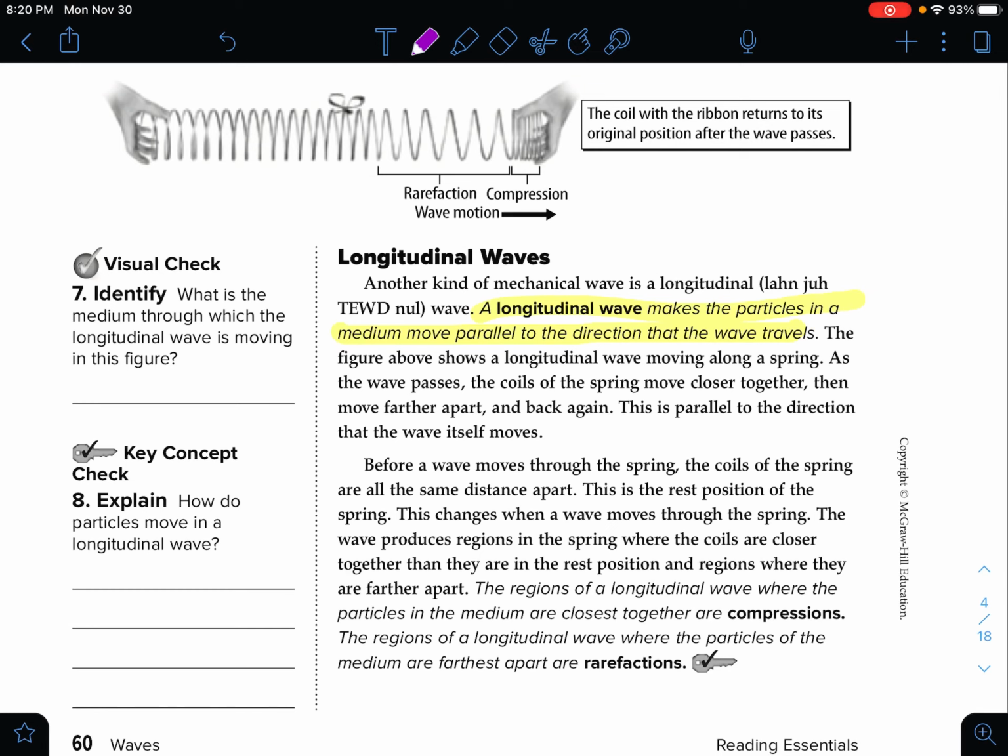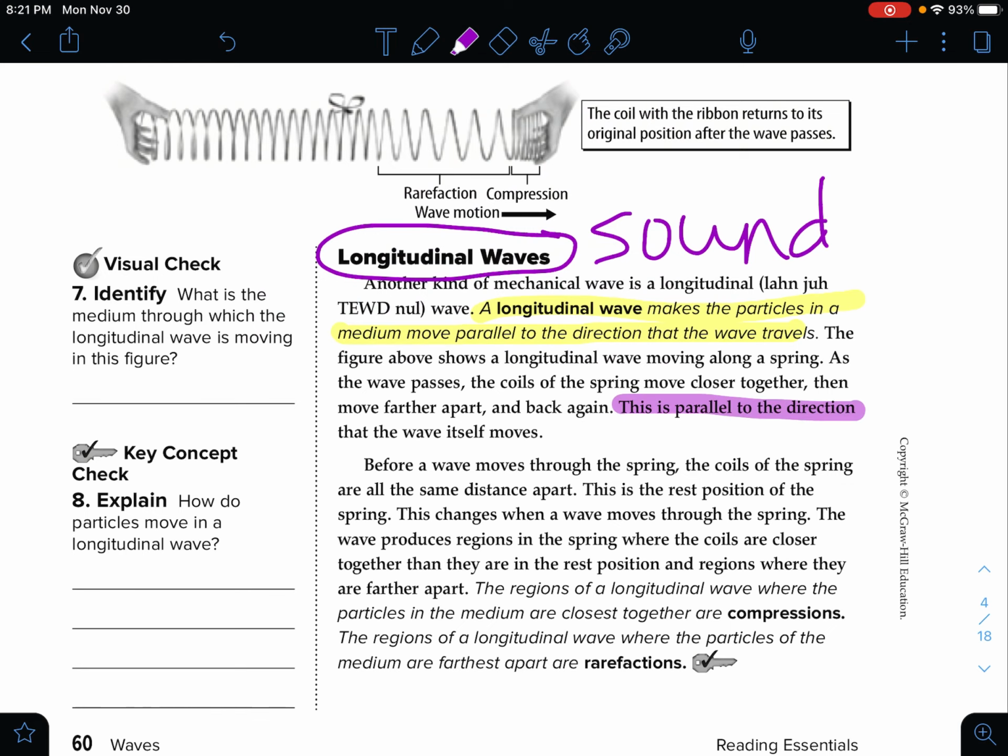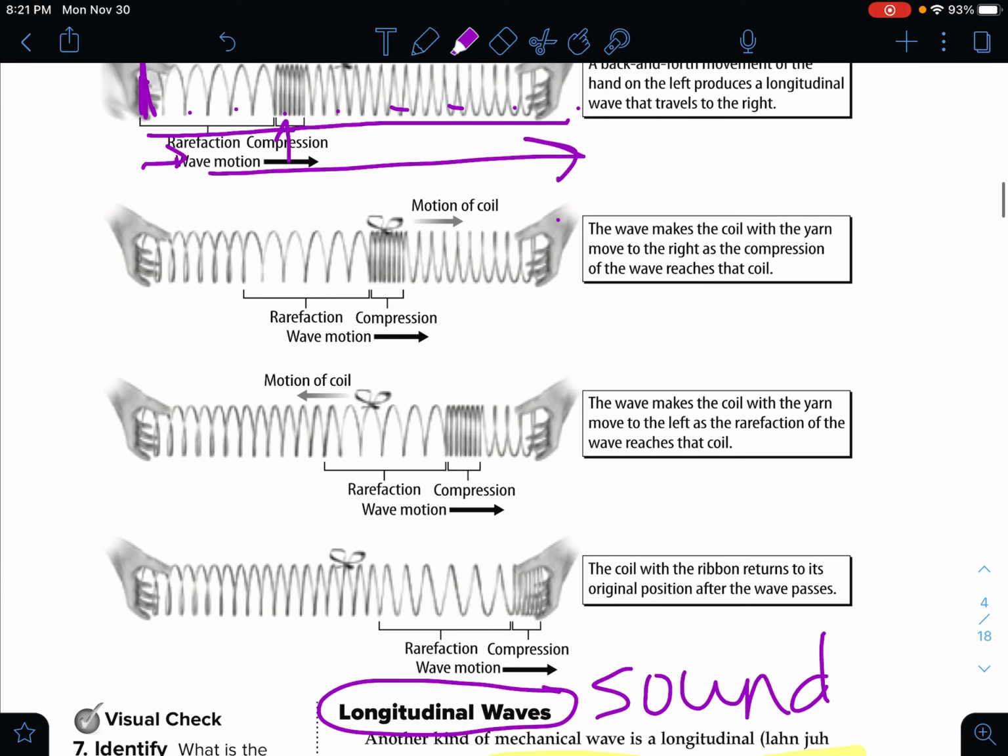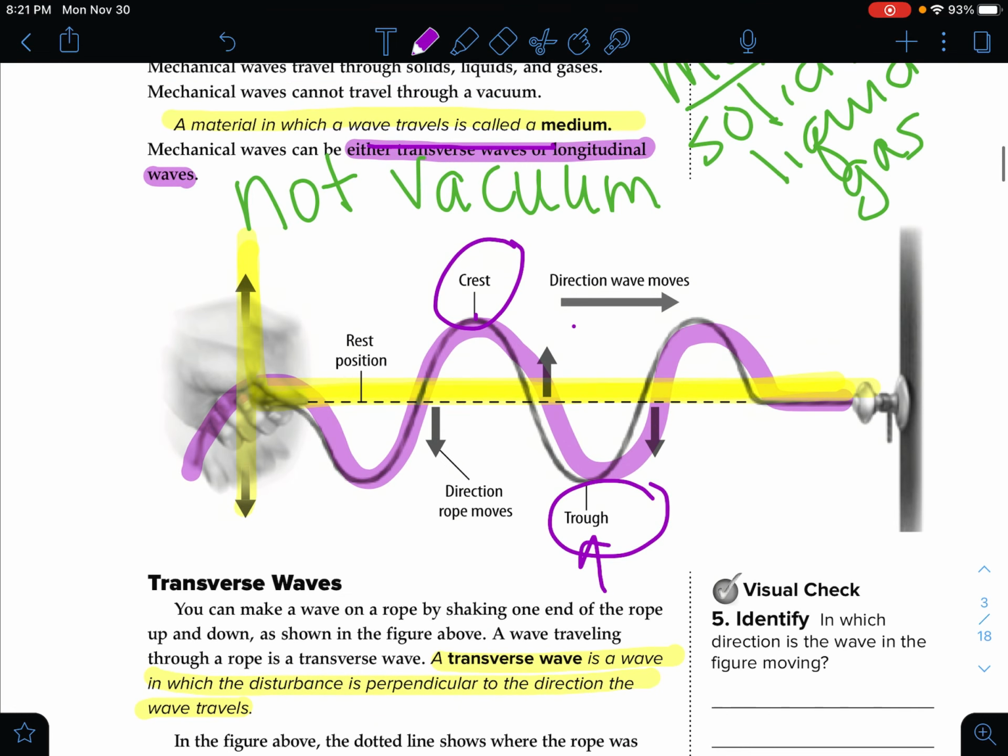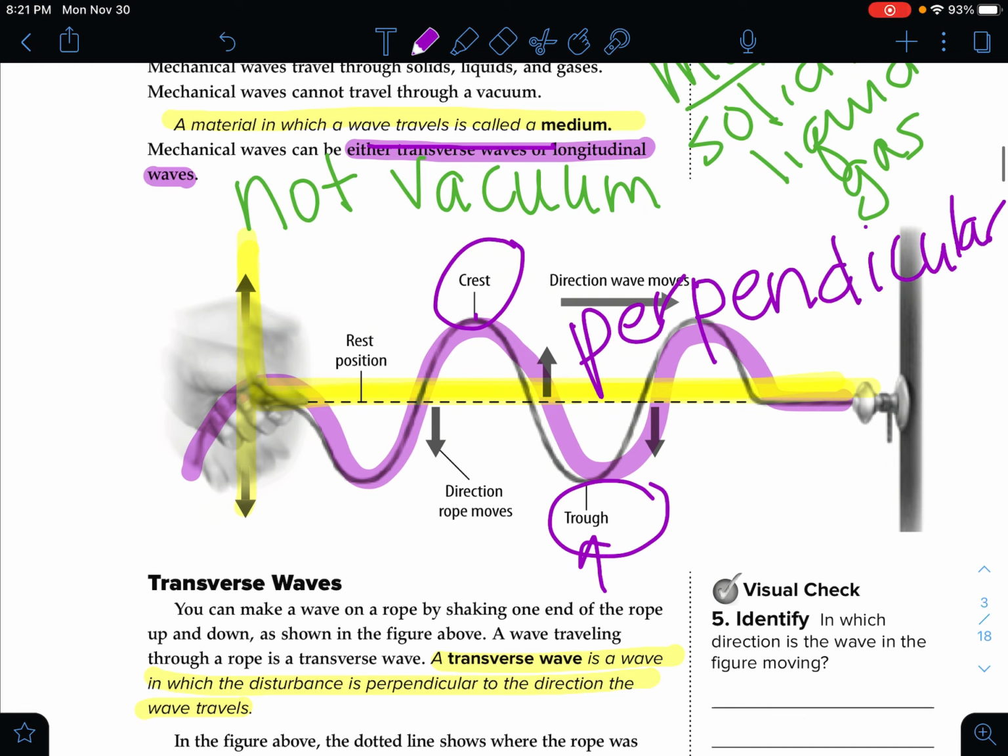Okay, all right, so the figure above shows a longitudinal wave. Longitudinal wave, we're going to go ahead and start that right now, understanding that that is a sound wave. The figure above shows a longitudinal wave moving along a spring. As the wave passes, the coils of the spring move closer together and then farther apart and back again. This is parallel to the direction, okay? So it's not perpendicular. This is parallel to the direction that the wave itself moves. Okay, so we're going to go ahead and mark that here, that this is parallel, okay? And we could come up here and we could mark that this is perpendicular. All right, so this is your right angles. Okay, that's going to be important for you to understand and remember, okay?